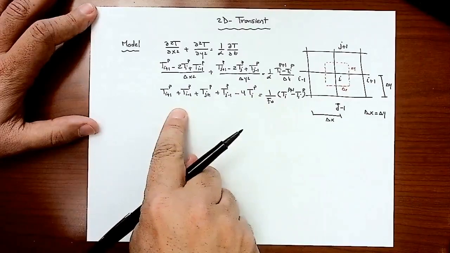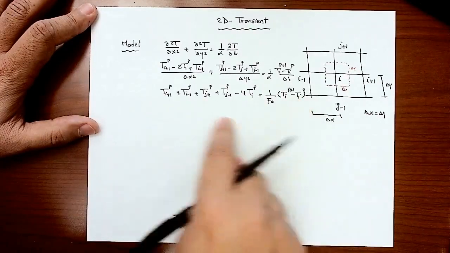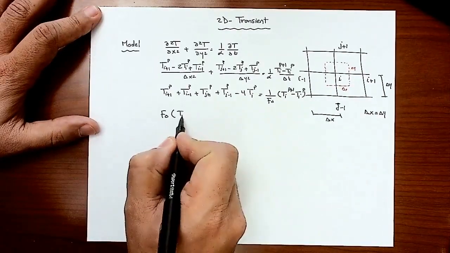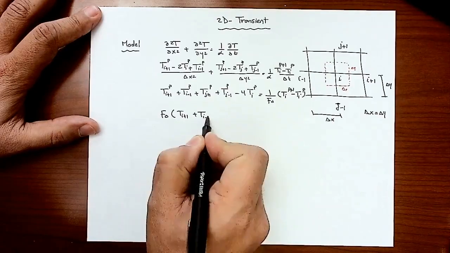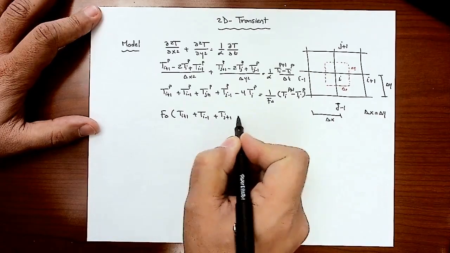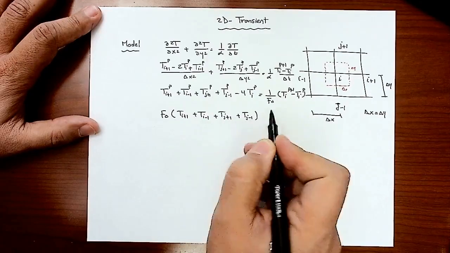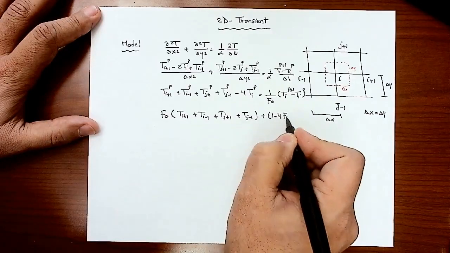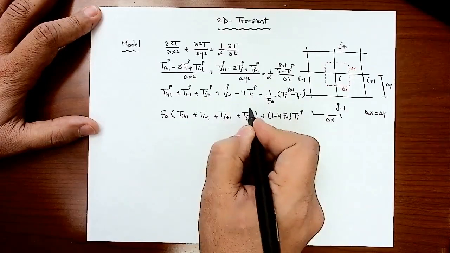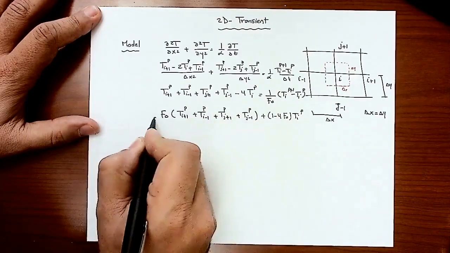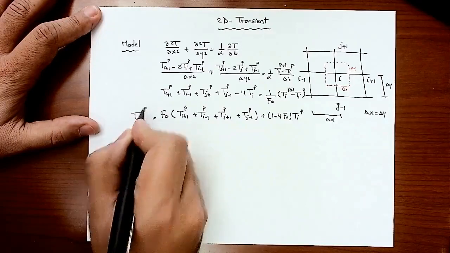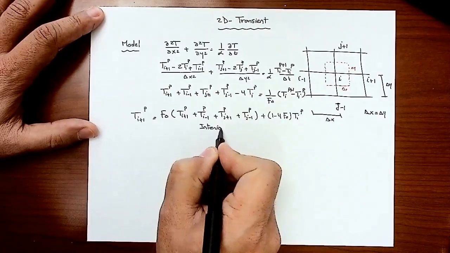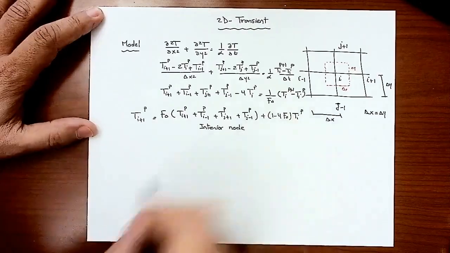Now I'm going to multiply by Fourier's number. Then I'm going to bring that T i to the right-hand side. You will end up having, in simple language here, Fourier's number times T i plus 1 plus T i minus 1 plus T j plus 1 plus T j minus 1. Then you will have minus 4 Fourier's number plus 1 times T i at the time step p. This should give me T i at the new time step. So this is the governing equation for an interior node. So any interior node, you can apply this equation.